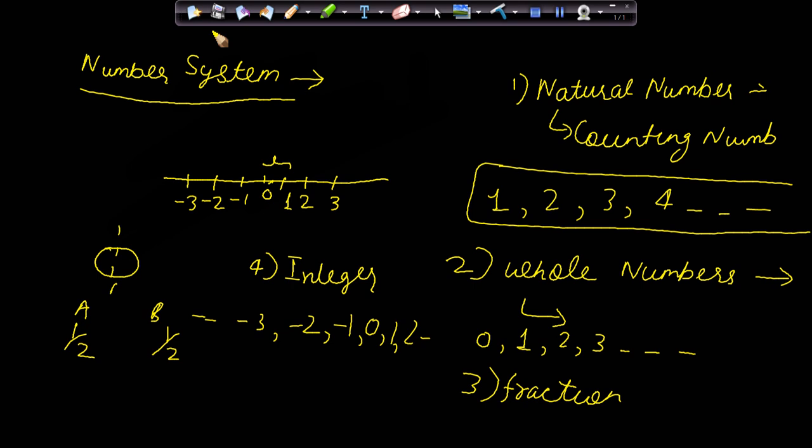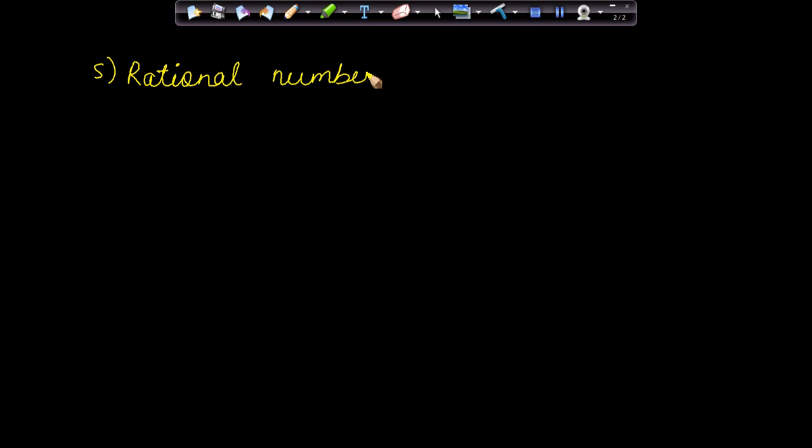So next thing is rational and irrational number. Next thing is a rational number. So what is a rational number? How is it defined, do you know?